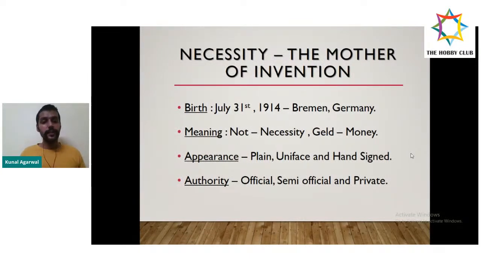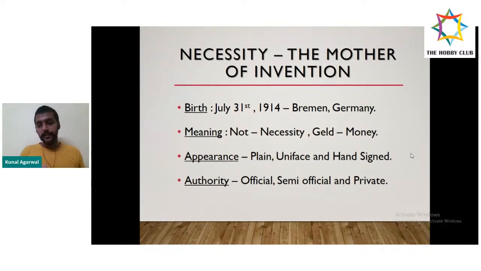So finally, the birth of Notgelds came on July 31st, 1914, in Bremen, Germany. The first Notgeld was issued. Here I'll explain Notgeld once again. It's a German word in which not means necessity and Geld means money. So this is basically necessity money. Instead of using coins, they started using these small pieces of money.